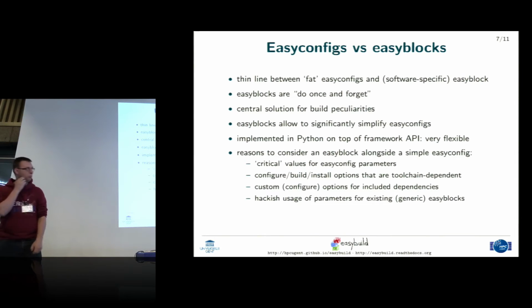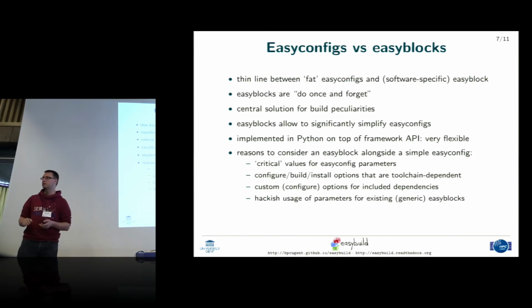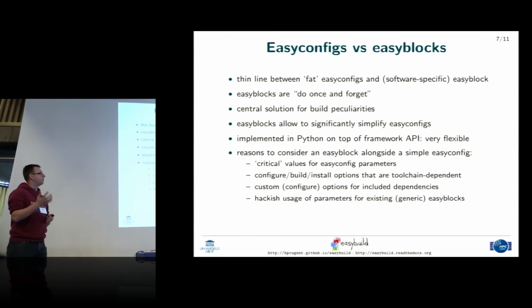So at some point when your build procedure is complex enough, you may have to start worrying about easyblocks. Now, there's no clear line when you start writing an easyblock or when you can get away with doing easyconfig files. Easyconfig files offer lots of options for you. You can specify configure options just in the easyconfig file as a string. You can pass extra arguments to make, like overwrite CC or overwrite CFLAGS or stuff like this. So for all of that, you don't have to write an easyblock.